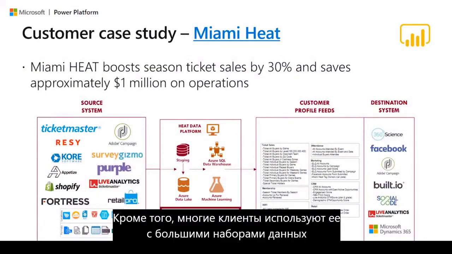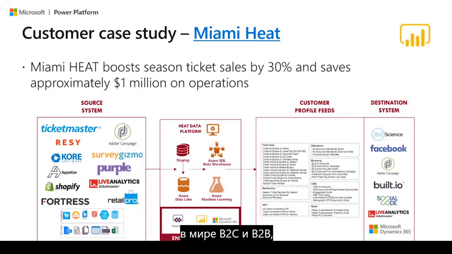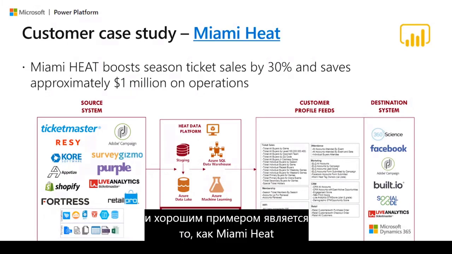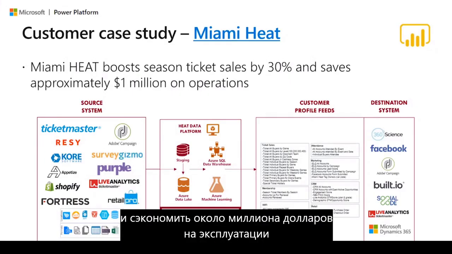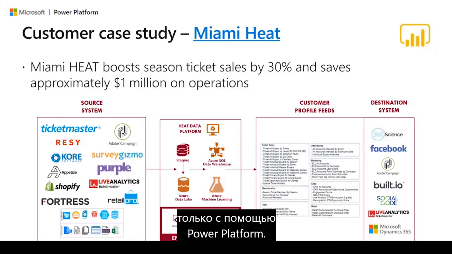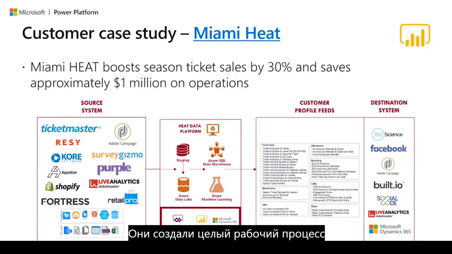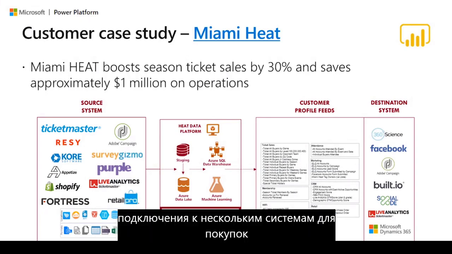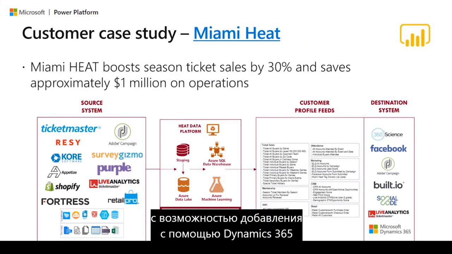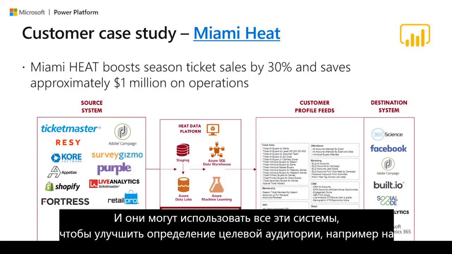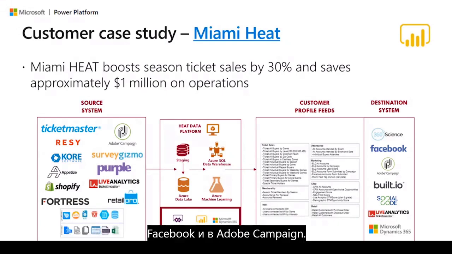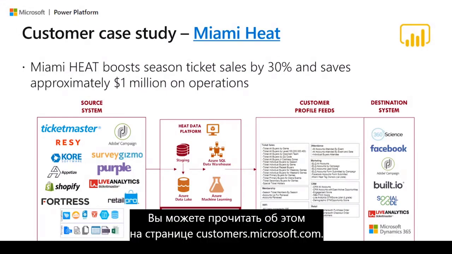And many clients are using it with large data sets in the B2C world and in the B2B world. A good example of that is how the Miami Heat was able to boost their season ticket sales by 30% and save about $1 million in operations just using the power of the Power Platform, specifically Power BI. They built a whole workflow of connecting to multiple systems for their purchases and then being able to add this with Dynamics 365. And then they had the proper profile for each individual user. And then they can send those to different systems for doing better targeting on Facebook, for example, and Adobe Campaign. You can read all of this on customers.microsoft.com.